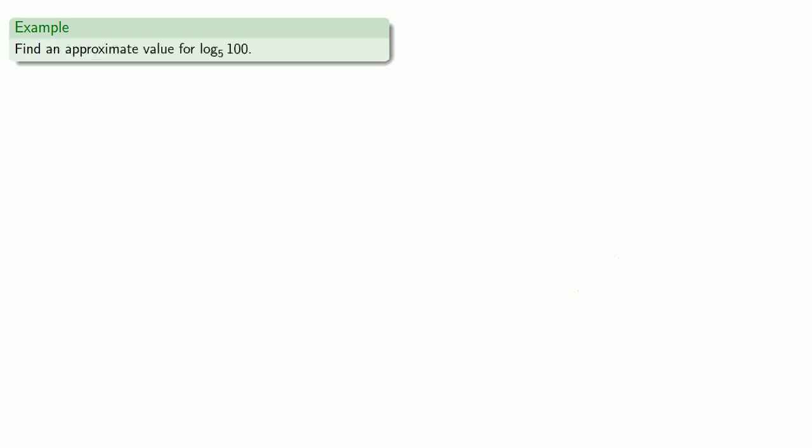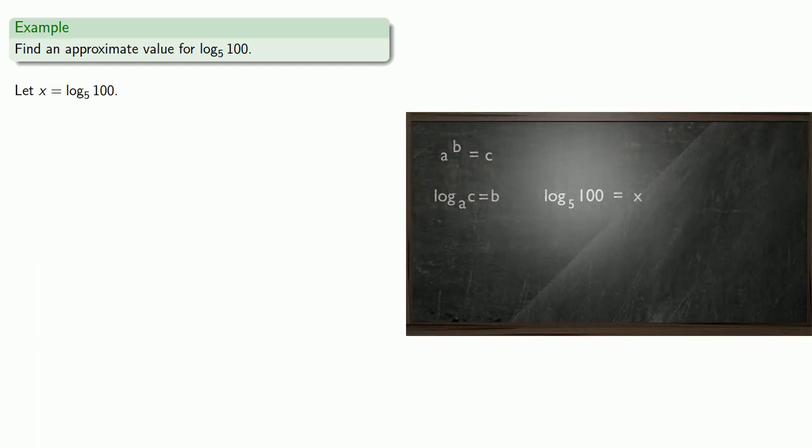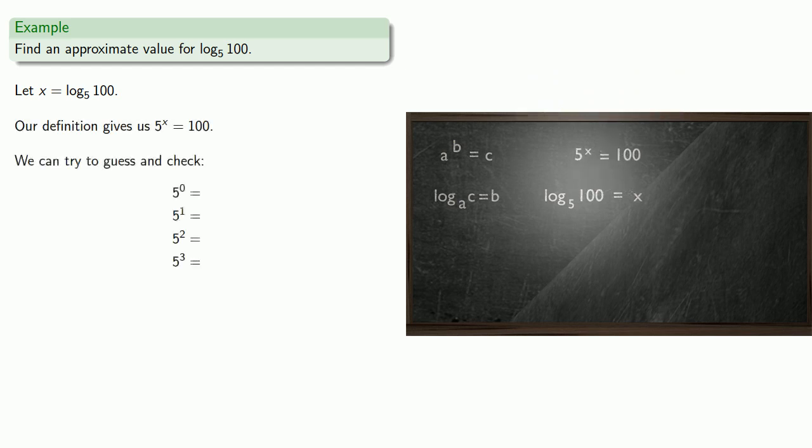What's important to recognize is that while we can find some logs this way, most logs turn out to be irrational numbers. So let's see if we can find an approximate value for log base 5 of 100. So again, we'll set up our equation. Log base 5 of 100 is, I don't know. But this allows me to rewrite this equation as, and now we'll use guess and check. I'll find various powers of 5. And since 5 to the second is 25, which is too small, but 5 to the third is 125, which is too big, I might conclude that x is between 2 and 3.